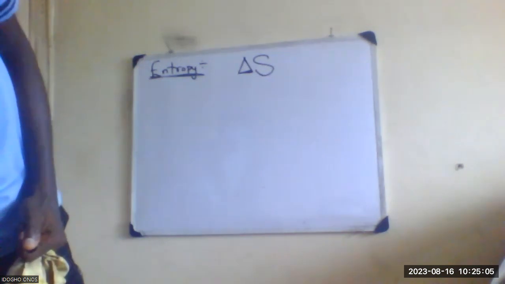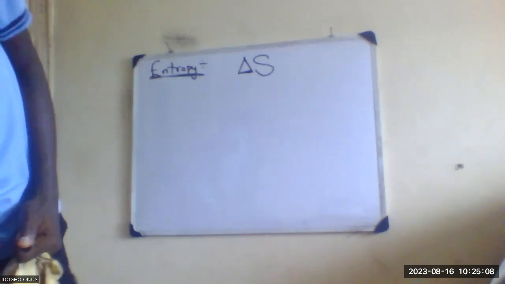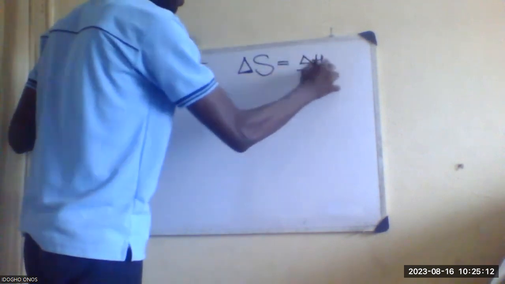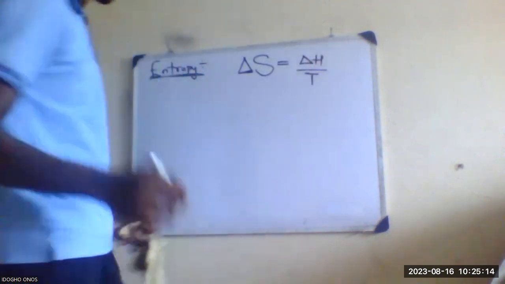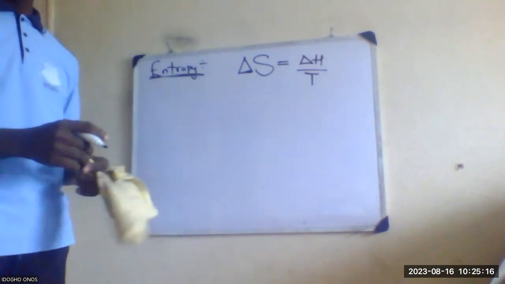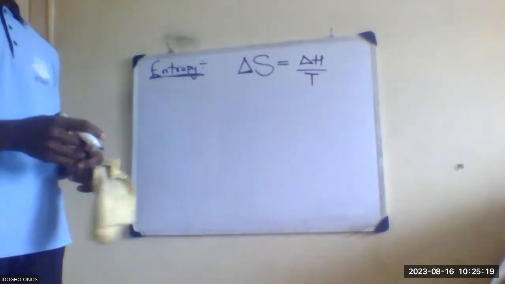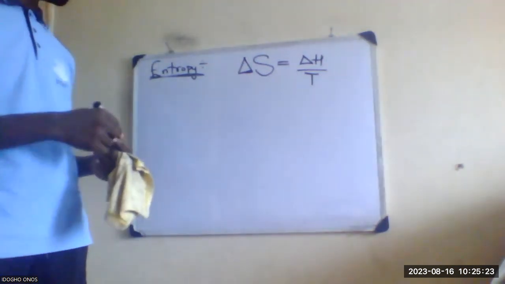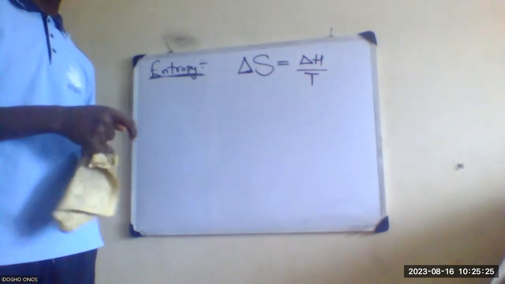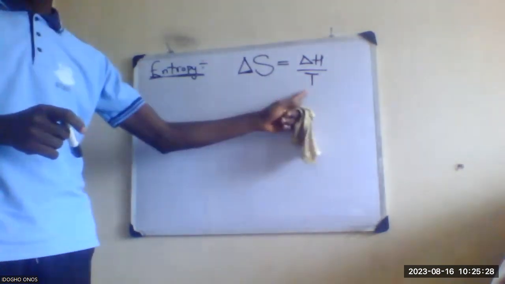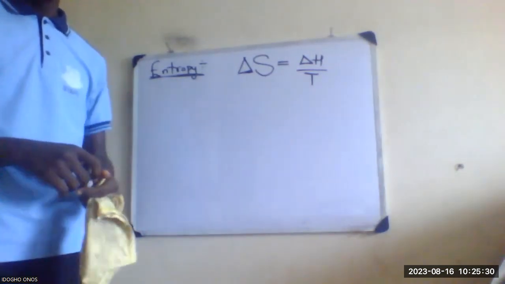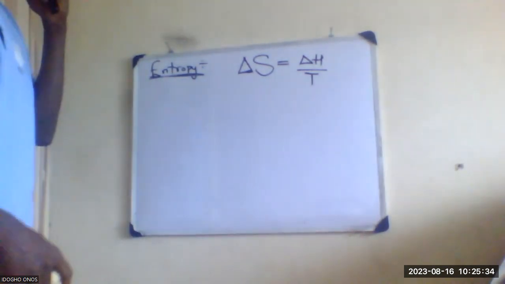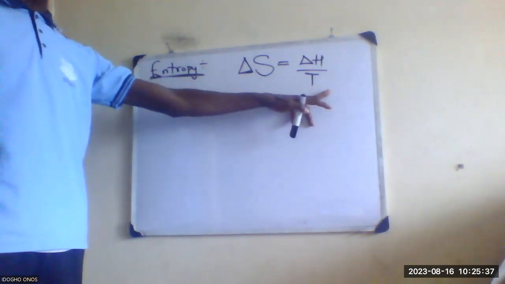Triangle S is calculated as triangle H over T. That is the formula for calculating entropy, one of the formulas. The other formula that is mostly used, you can let the students also know this: entropy change is enthalpy change divided by temperature. This T here stands for temperature, not time. Temperature in Kelvin, not Celsius.